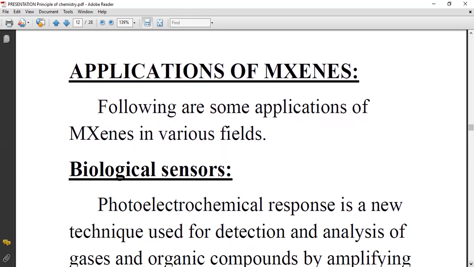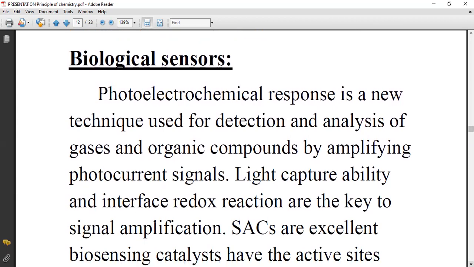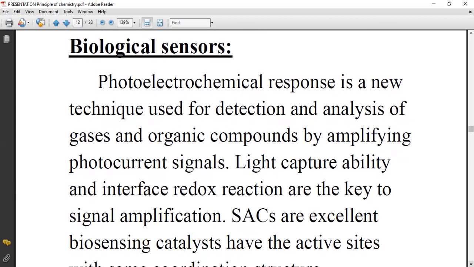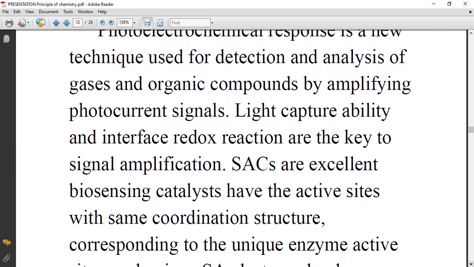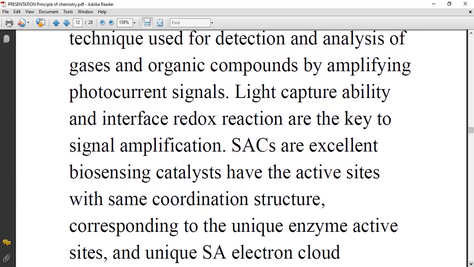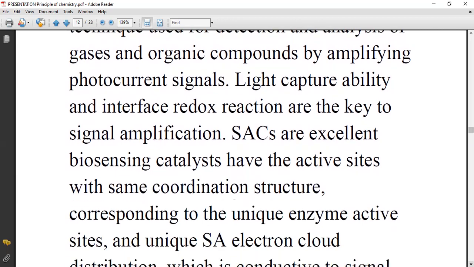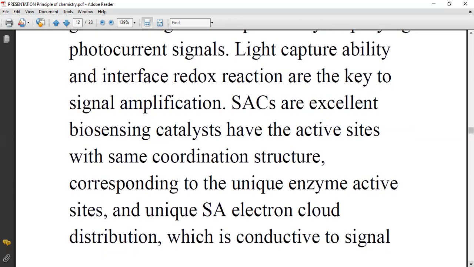Applications of MXene. Following are some applications of MXene in various fields. First is the biological sensor. Photoelectrochemical response is a new technique used for detection and analysis of gases and organic compounds by amplifying photocurrent signals. Light capture ability and interface redox reaction are the key to signal amplification.